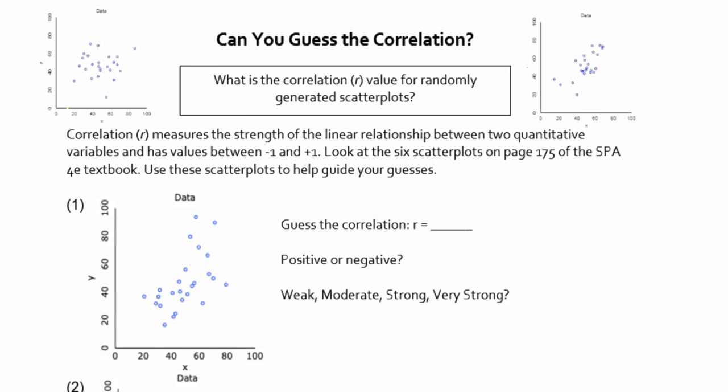Today's lesson is going to continue with the ideas that we were using yesterday, talking about the correlation values. So our goal today is to be able to get close to guessing the actual correlation for a series of data. Remember, we talked about how correlation, which is represented by the variable r, measures the strength of a linear relationship between two quantitative variables that has values between -1 and 1.